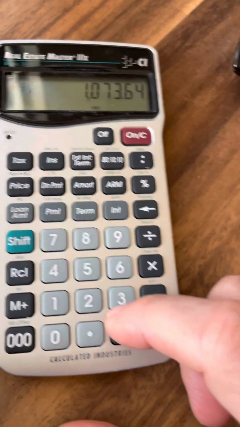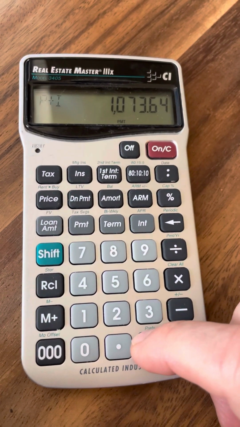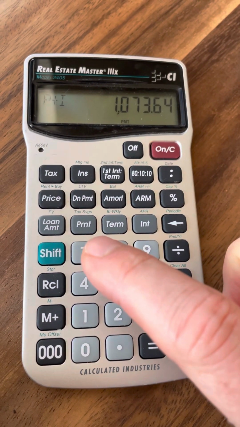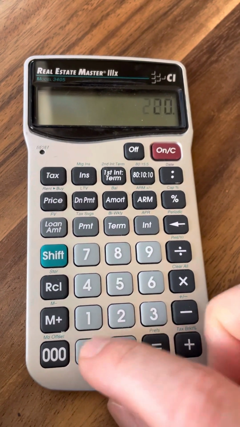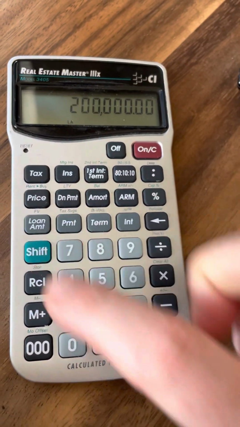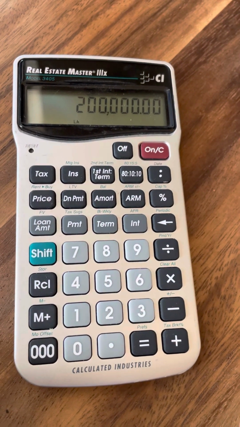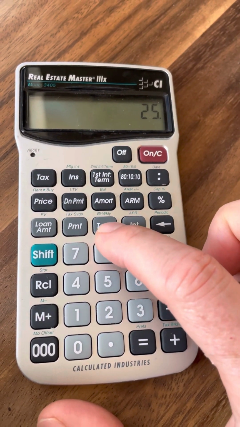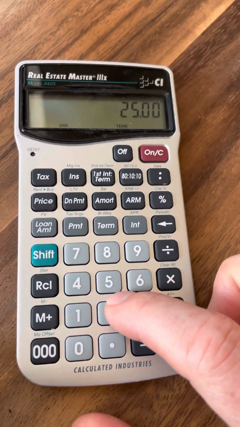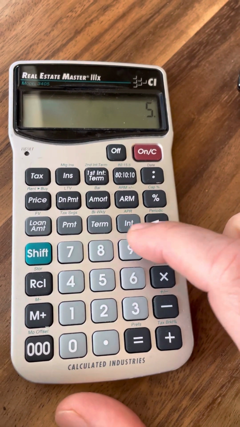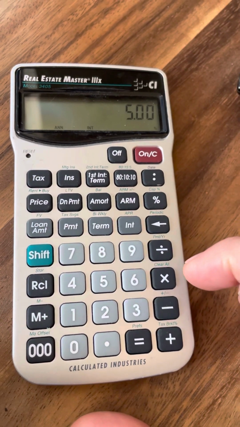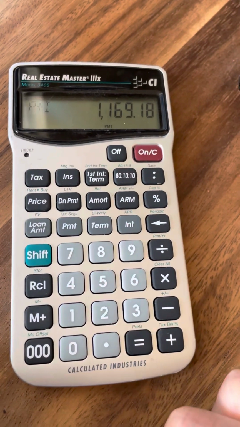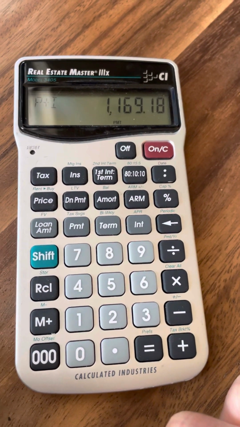So again, let's say you want to pay it off in 25 years. You're going to know the other three variables, but again, we're solving for the payment. So we're going to put in 200,000 as our loan amount again. You're going to put in 25 for your term, so instead of 30, we're putting in 25. You're going to put in the same rate, 5% for this example, so you put 5, then you hit interest. And then lastly, you just hit that button that says payment. So it's $1,169. So what was our other payment? I think it was $1,073.